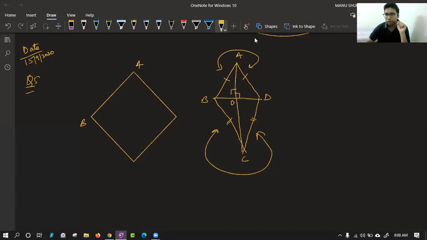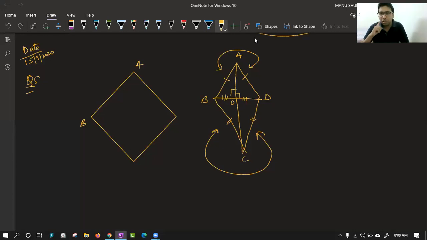This is a property of a kite. Again, I'm repeating. A kite has two pairs of adjacent sides equal. Second thing, one pair of equal opposite angles. Yes, angles B and D are equal, but I'm not counting it. Actually, this will be helping us in question number 5. That's why I'm telling you.